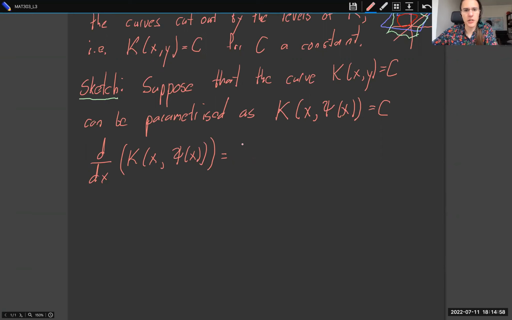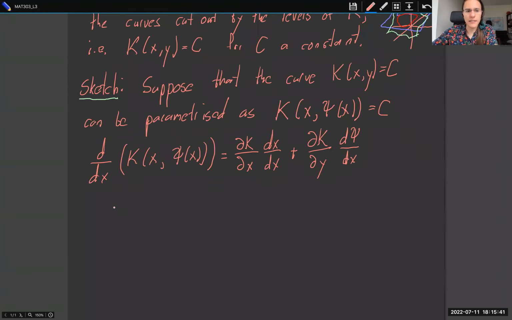I guess I'll write it in partial notation. And then we're going to multiply it by the derivative of x with respect to x. And then we're going to take the partial derivative of k with respect to y and multiply it with the derivative of psi with respect to whatever variable we're taking the derivative internally of. So it would be with respect to x. So this x and this x are unrelated, but that's what the result says.